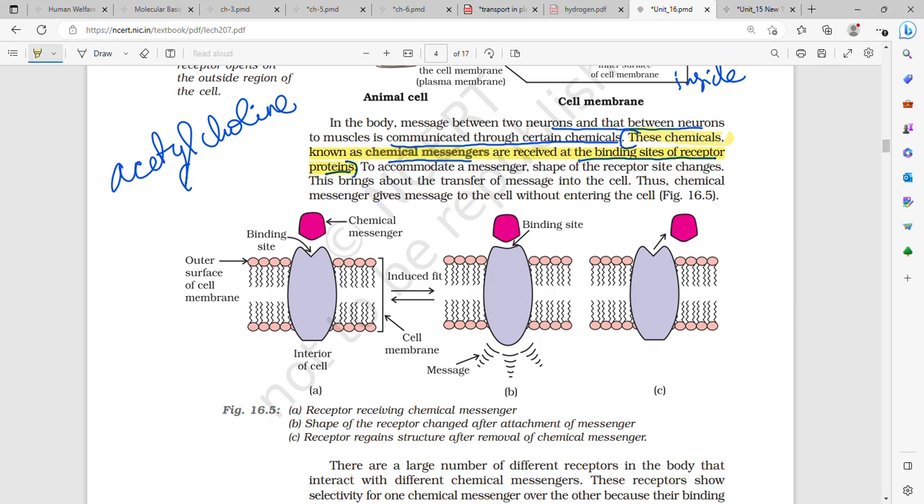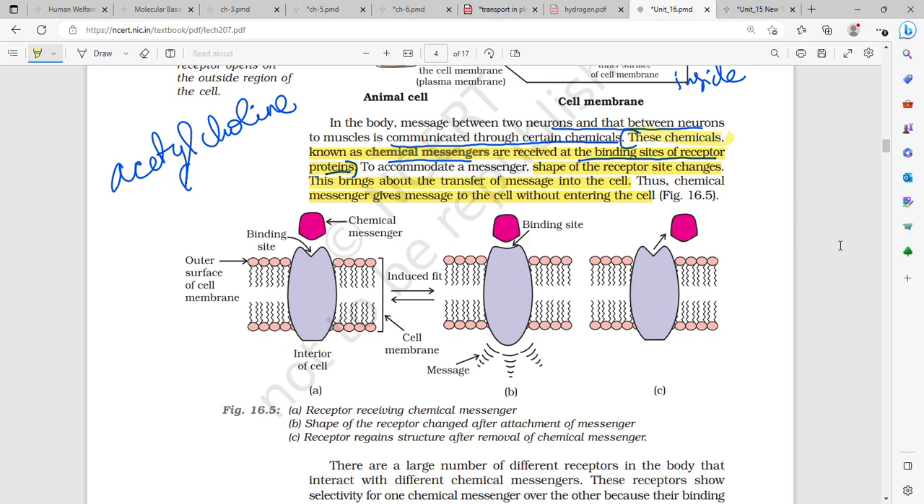So to accommodate a messenger, the shape of the receptor site changes. This brings about the transfer of the message into the cell. Thus, the chemical messenger gives a message to the cell without entering the cell. It depends on what kind of shape the chemical messenger has; the shape of the receptor protein changes accordingly, and then the message is transferred. So the chemical messenger is not entering into the cell; it just binds, and then the message is transferred.